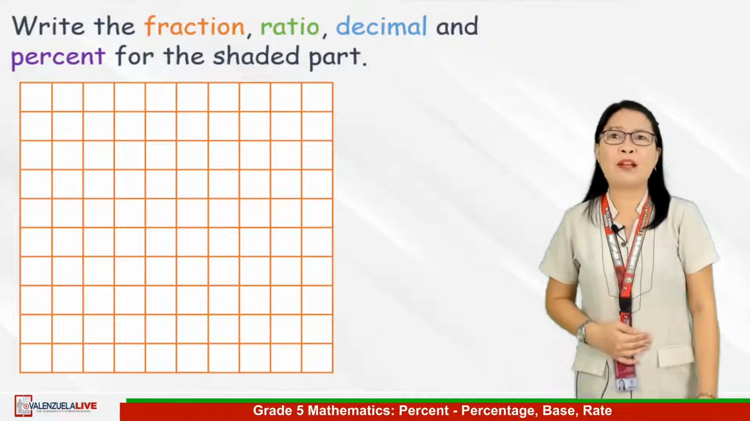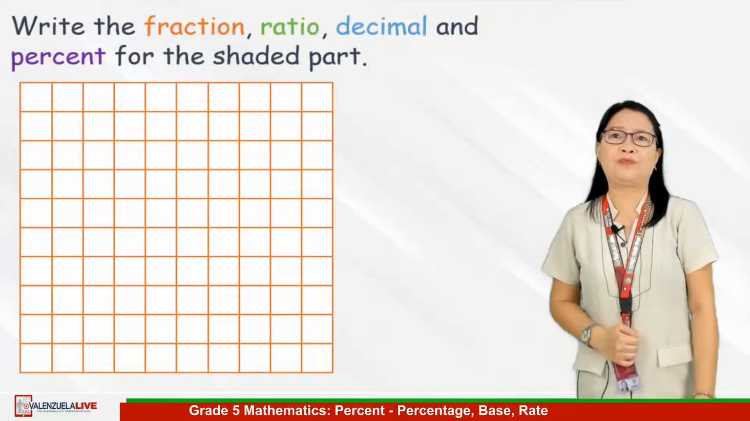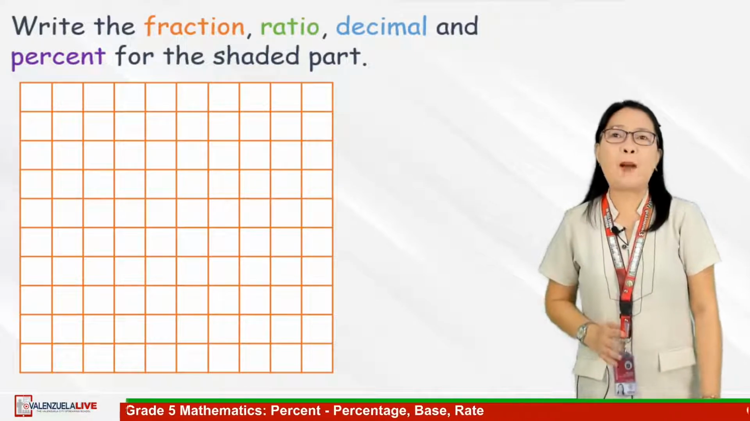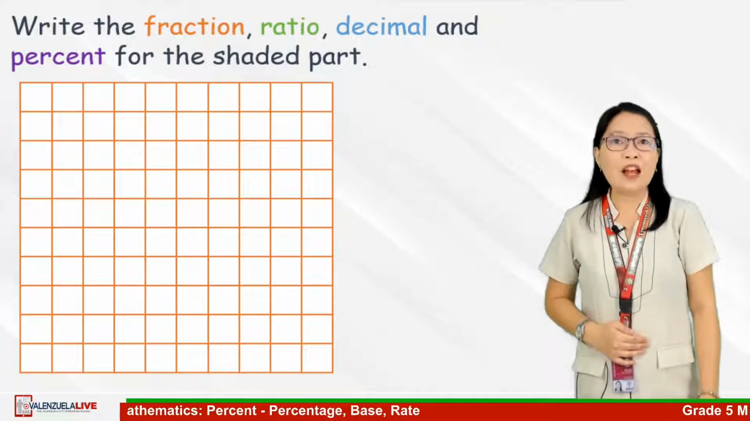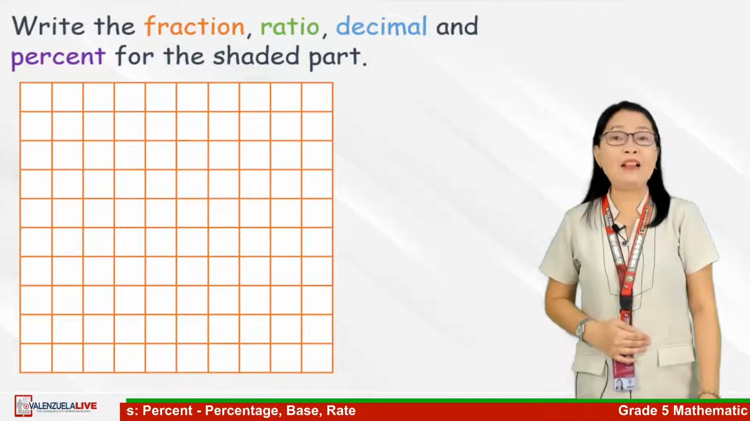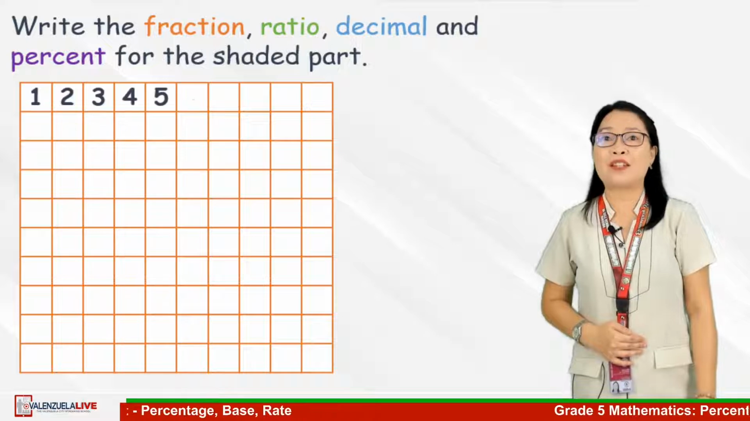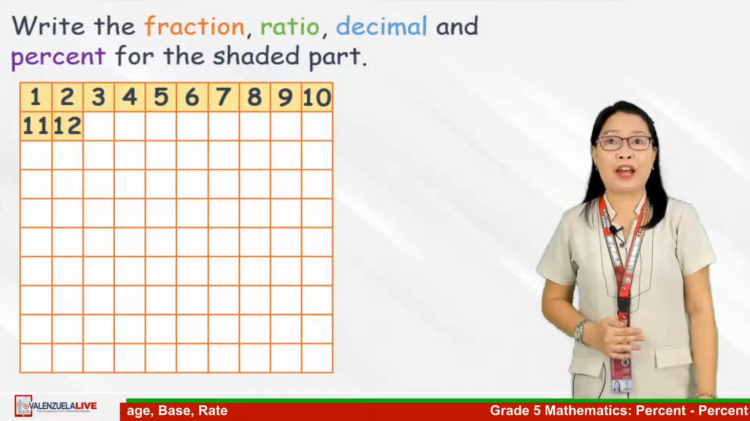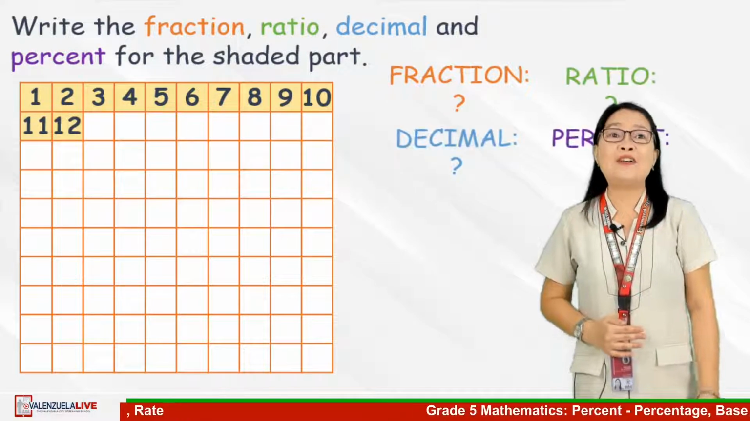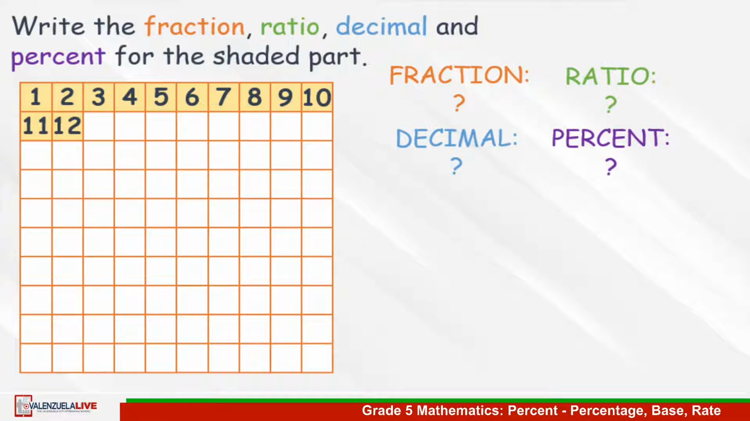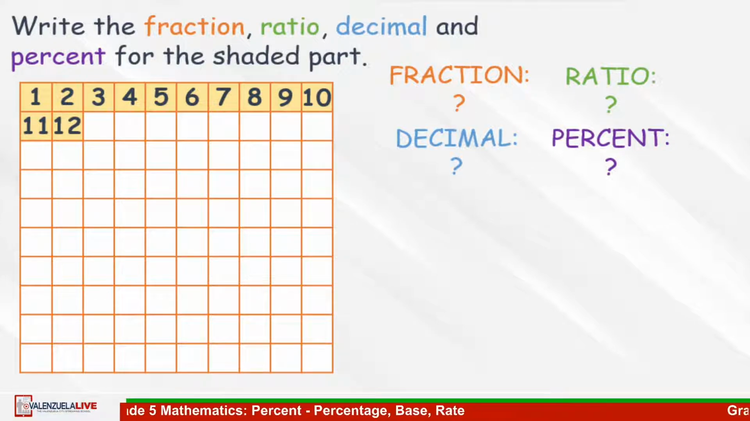For further explanation, let's answer this one. So let's keep moving. Write the fraction, ratio, decimal, and percent for the shaded parts. So we're going to write it as a fraction, ratio, decimal, and a percent. Let's start with fraction. How many parts are shaded? And how many parts is the figure divided into?